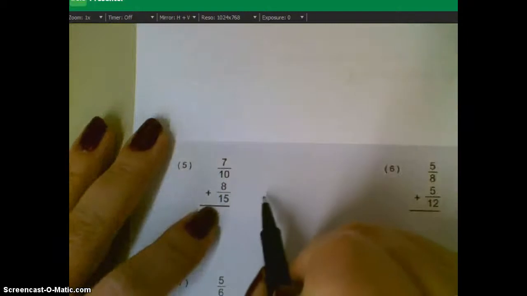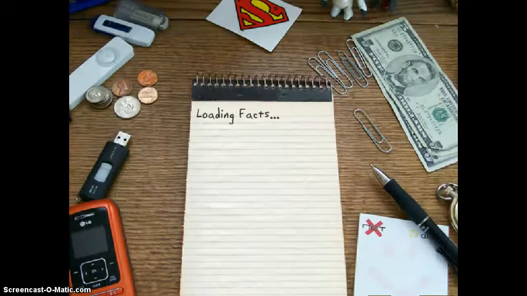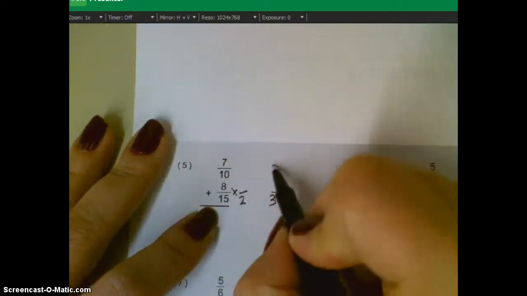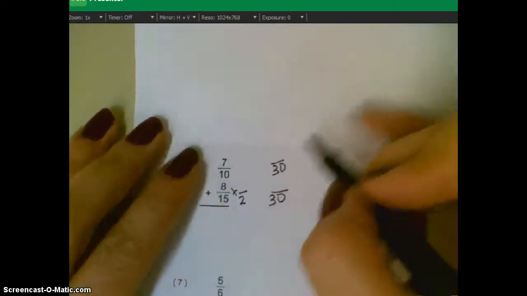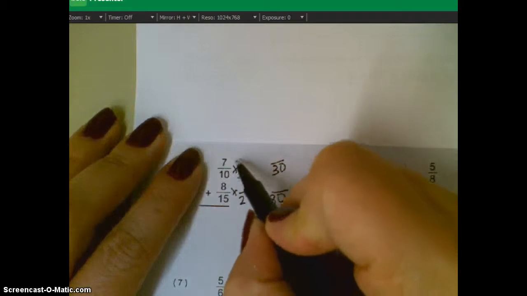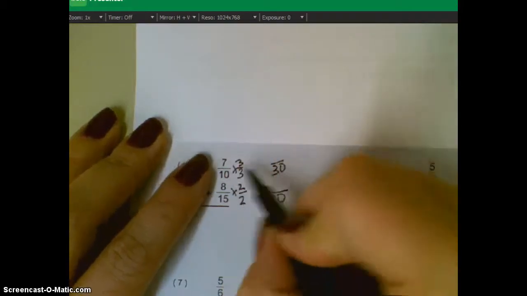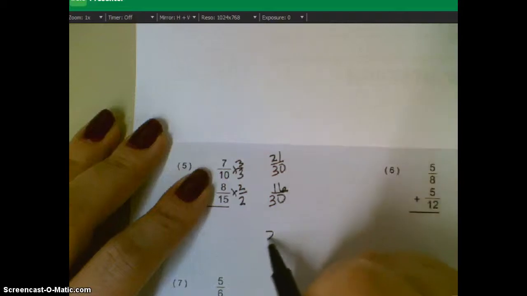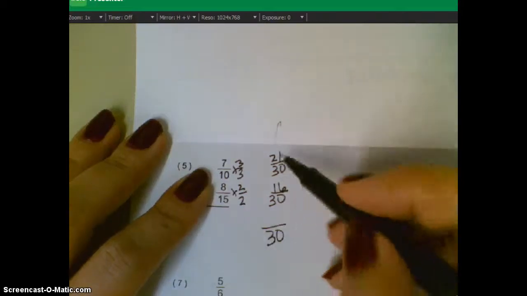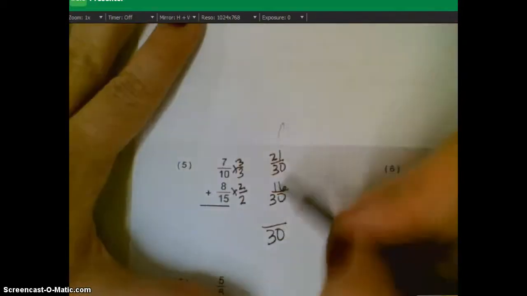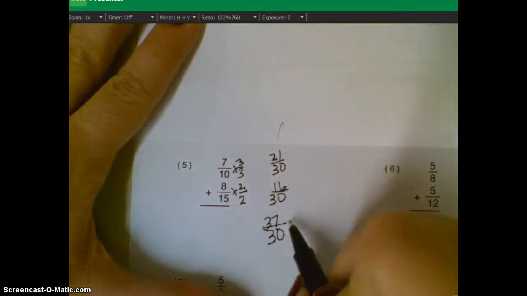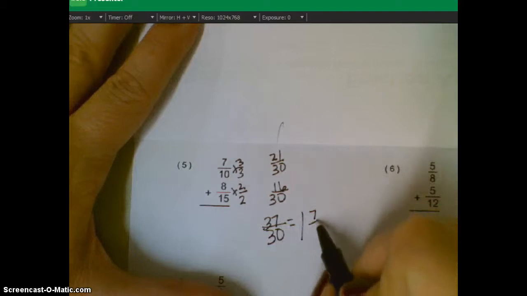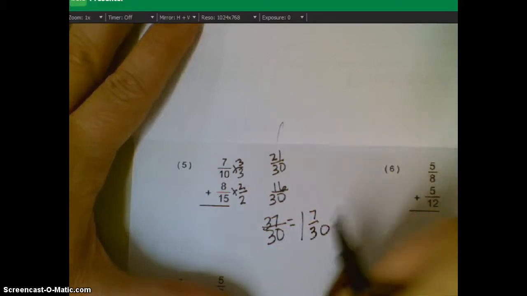This one, let's make 30 our common denominator, because I know 15 times 2 will be 30, and since this is a 10, anything that ends in 0 should work well. And we'll multiply this by 3 over 3, and this by 2 over 2. 7 times 3 is 21. 8 times 2 is 16. We've got our common denominator, 30. Let's add our numerators. 21 plus 16 is 37. If I take 30 out of 30 out, I get 1 whole plus 7 left over. So 1 and 7/30ths for that one.